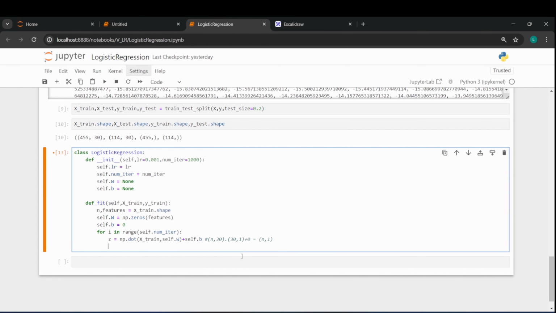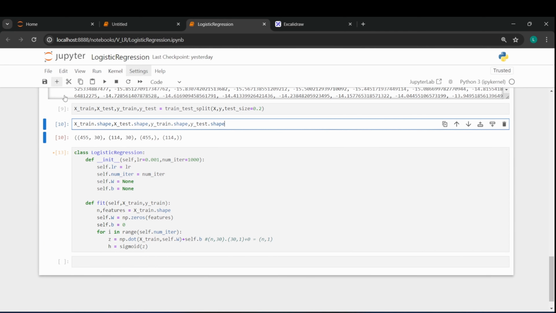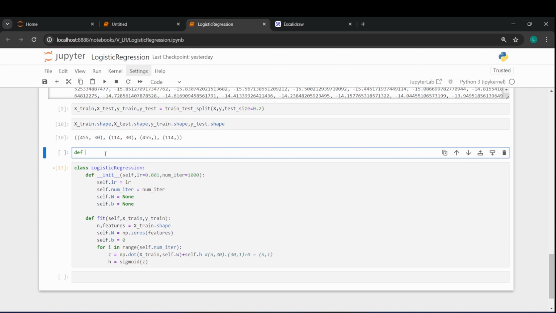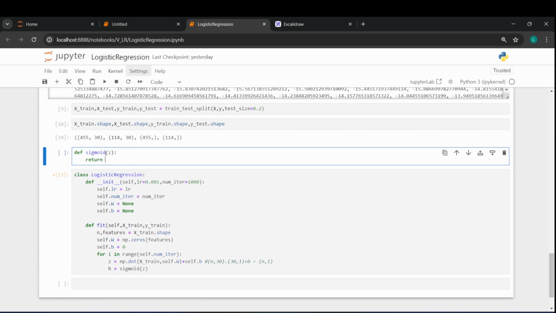Now let's get the prediction. I'm going to name it h. We just need to pass it into a sigmoid function. So I'm going to say sigmoid of z, and I'm going to create a function that calculates the sigmoid value of z. So I'm going to say def sigmoid, z is the parameter, and I'm going to just return 1 divided by 1 plus e power minus z.